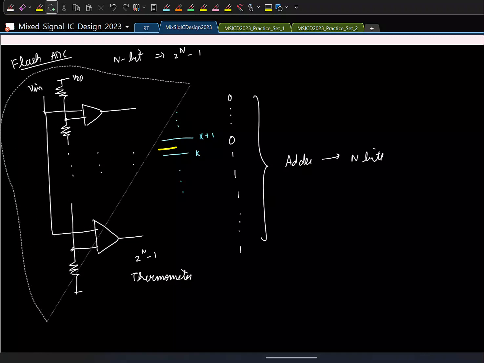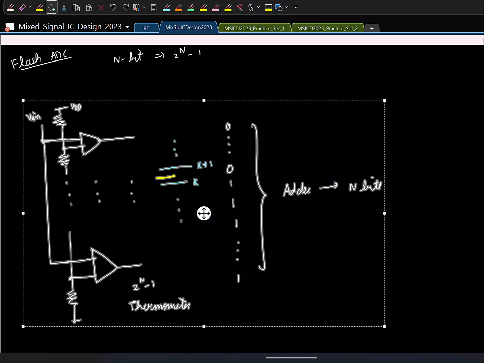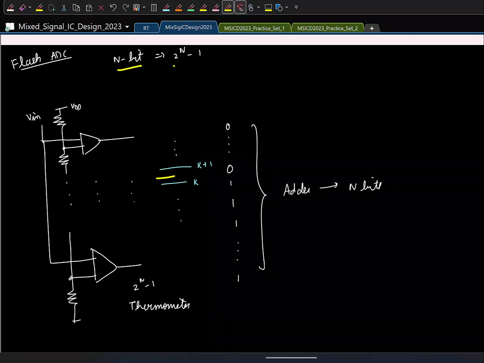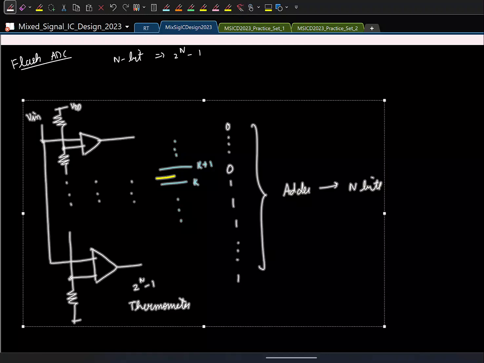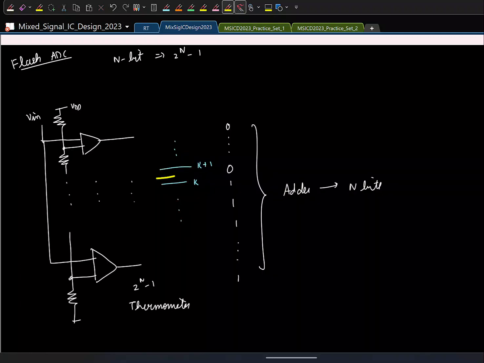Great. And as you can see, if I were to increase the resolution here by 1 bit, what will happen to the number of comparators needed? That will basically double approximately. So that's why it is not used for more than 6 bits usually. But the nice thing is it is the fastest ADC we have, because it just samples the input, makes a decision, and instantaneously the digital output is available. So it's the fastest ADC, and that's why it's also called flash.